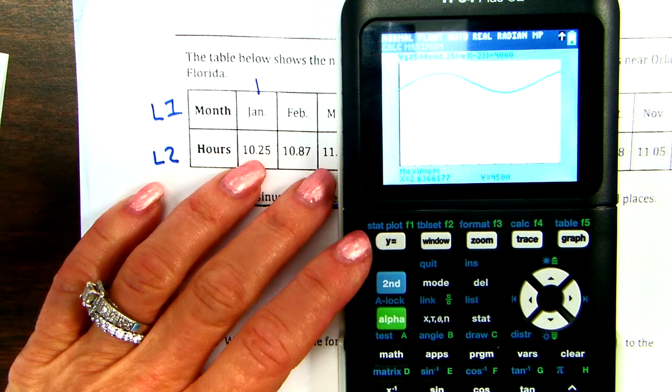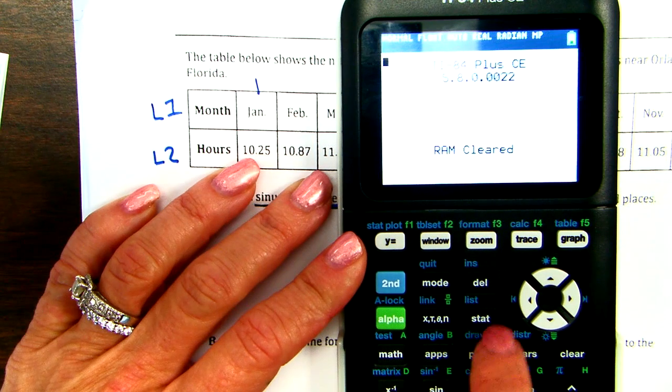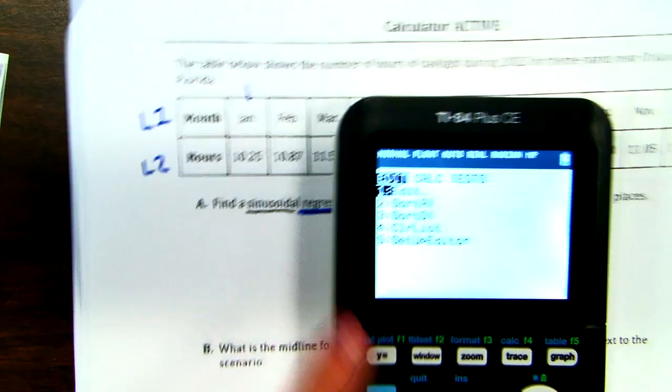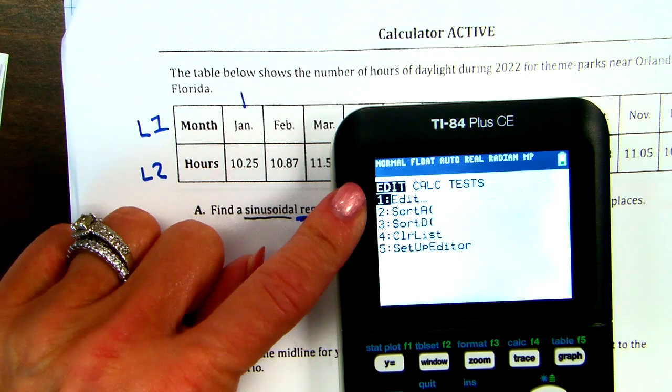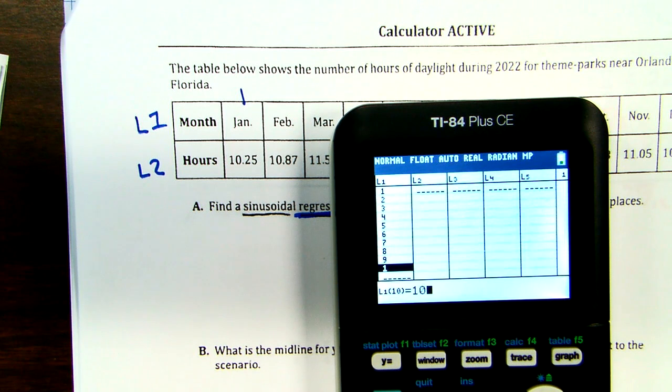So let's clear the RAM and go to stat. Okay? So remember where to go here? We're going to go to stat, edit, or just hit enter. And there's your list 1, list 2. Take a second and type in your numbers.